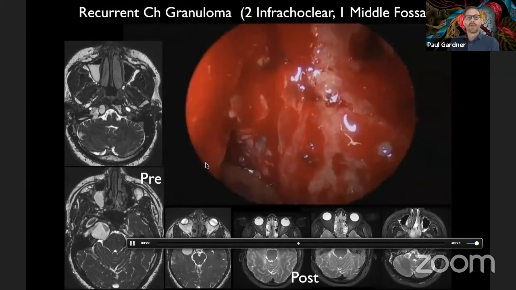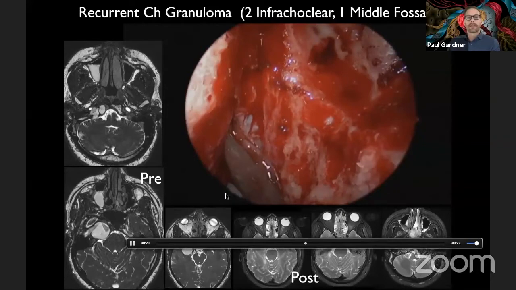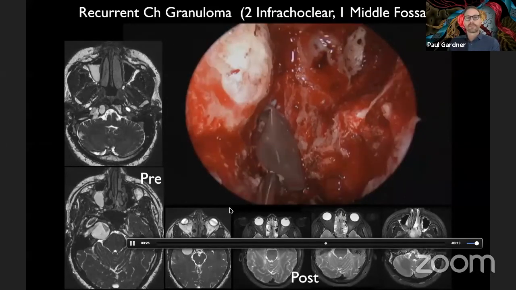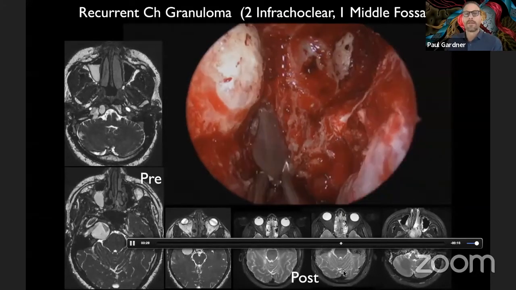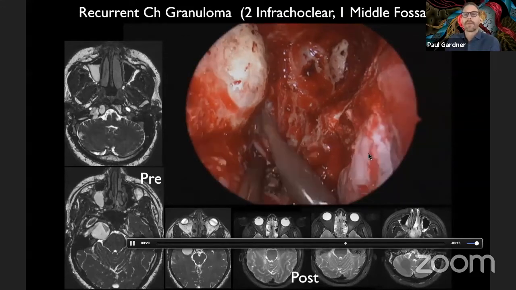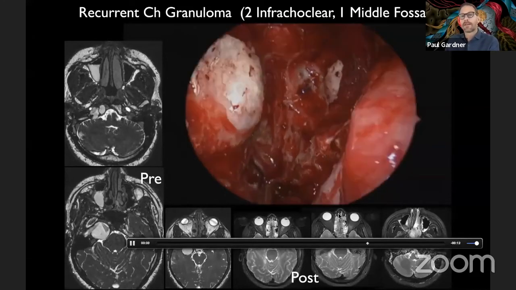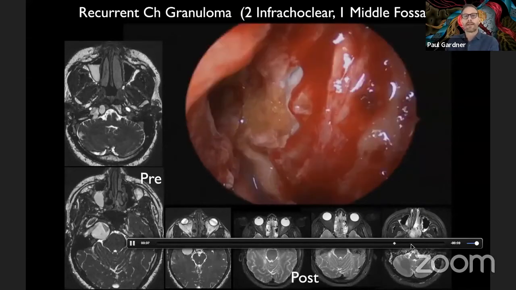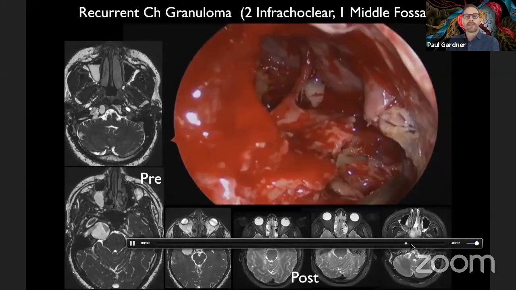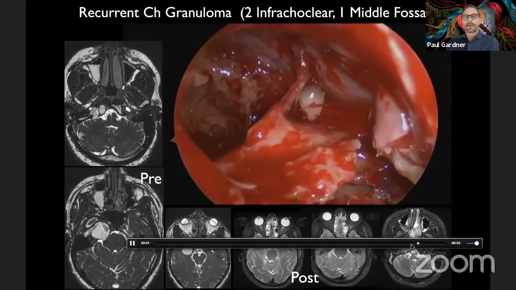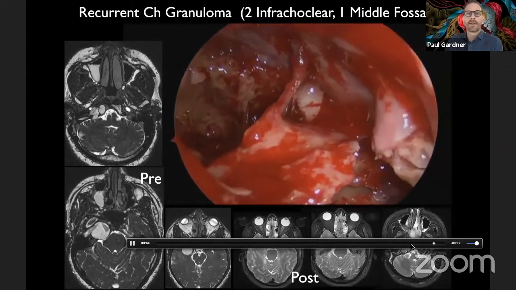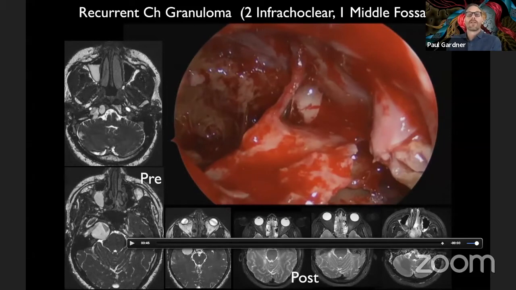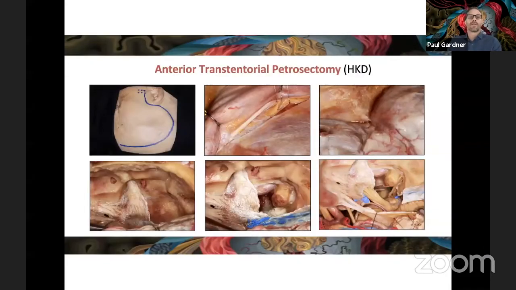Here he is removing a stent from that space. And this is a multiply recurrent cholesterol granuloma. But we can see here how this access through the triangle into the petrous bone gives us a beautiful access to completely drain this cyst. So here's an example of a relatively simple access to the petrous through endoscopic endonasal approach.